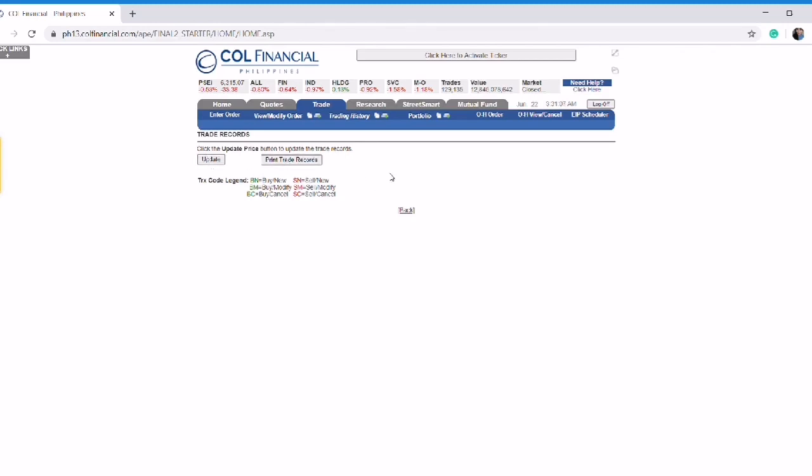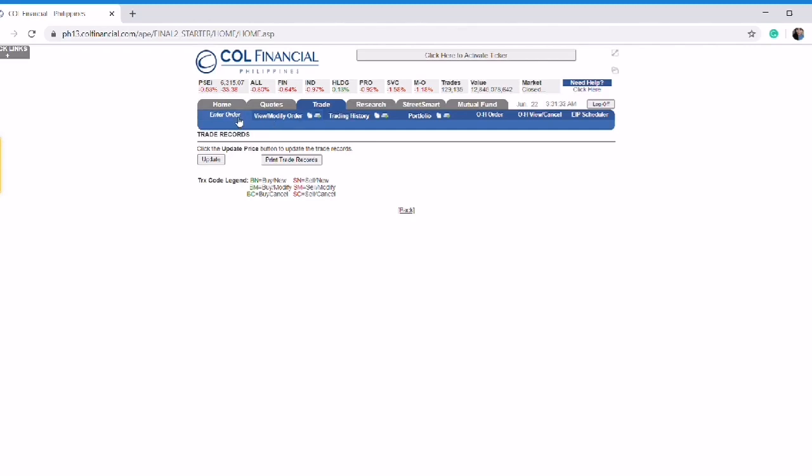Wala kasi, hindi nga siya. Wala akong record today, kaya hindi na. Pero basically, sa trading history mo makikita kung ano yung mga trade mo, kung ano yung mga sinell mo. Yung view and modify order naman, ito yung pindutin mo kapag open yung market.